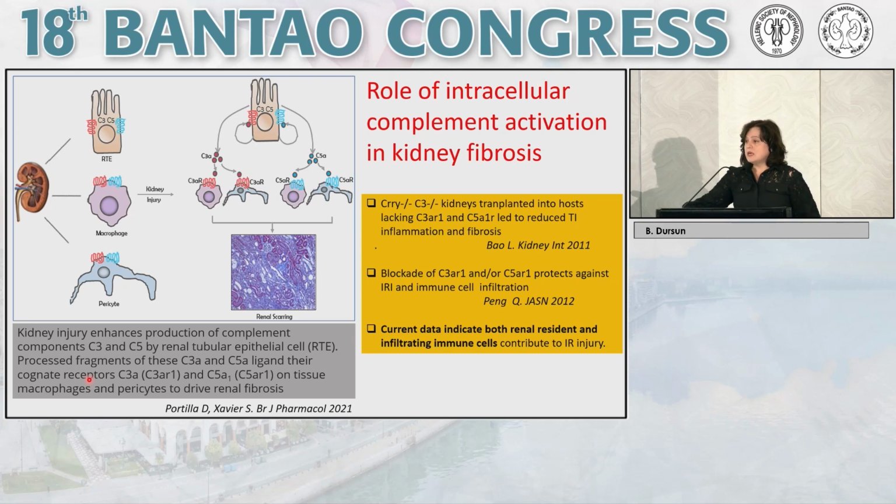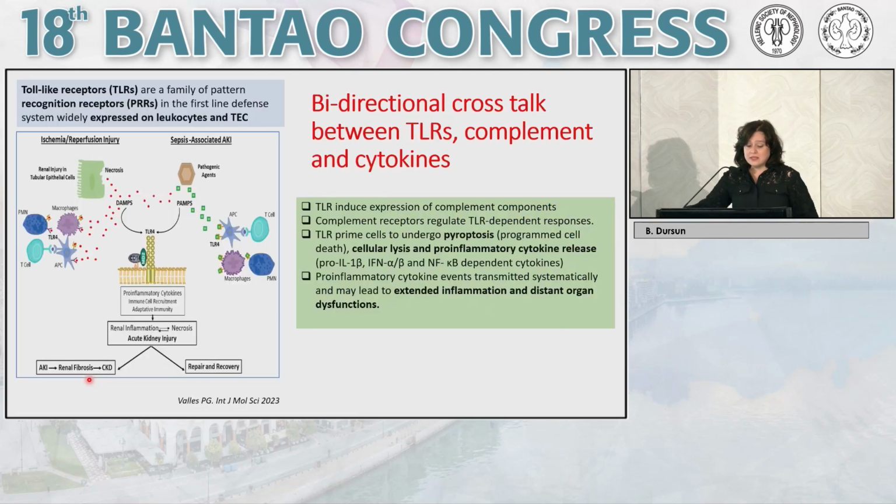So it looks like modulating the roles of C3a receptors and C5a receptors may be protective against ischemic reperfusion injury and immune cell infiltration. So this may be an option in the future for preventing inflammation as a therapeutic target. There is bidirectional crosstalk between toll-like receptors, complement, and cytokines. As I mentioned earlier, toll-like receptors are a family of pattern recognition receptors in the first-line defense system, widely expressed on leukocytes and tubular epithelial cells.